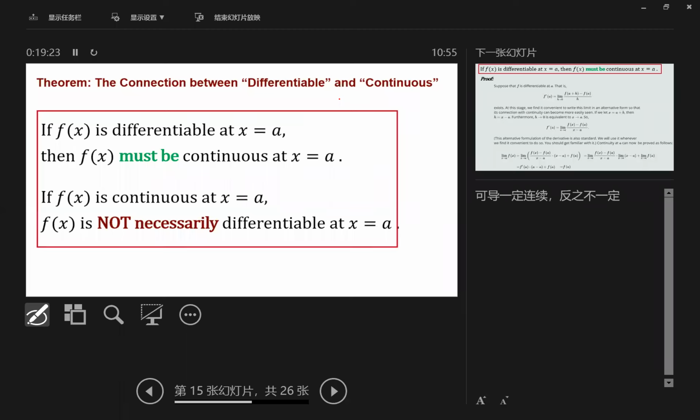So the proof of this theorem is not covered in this course. That involves some more knowledge about the derivatives, which you will probably learn in your university study. Okay. So currently, we'll just treat it as a conclusion. You can use this conclusion to solve some problems.